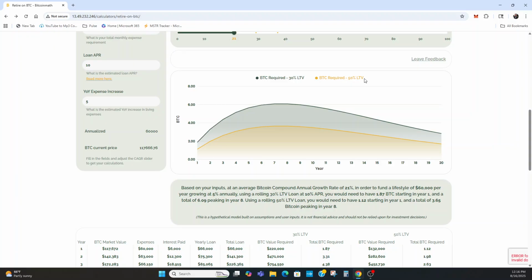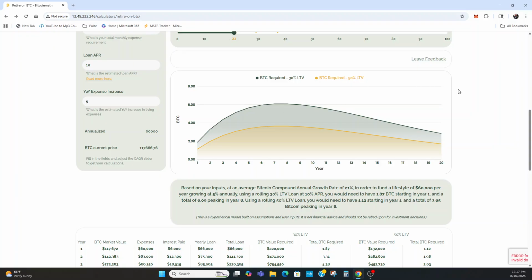Because if you need to borrow your $60,000 a year and you want to do so using a 30% loan to value, then you need more value to borrow against to get the same amount of money as you would using a 50% loan to value. And that's why this chart reflects the data in the way that it does.